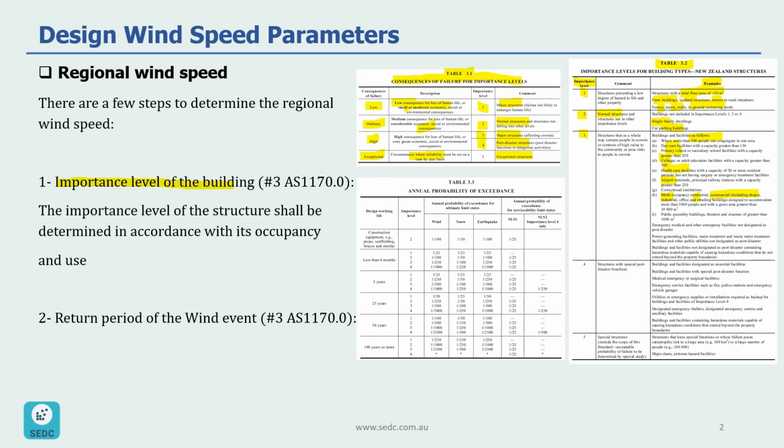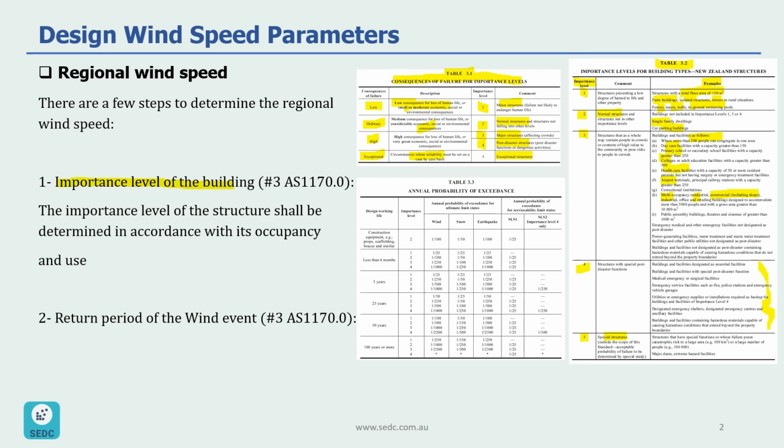And then we have importance level 4, which is for structures with special post-disaster functions. So there are some examples, as you can see here. And also there are very special structures which fall into importance level 5, which is outside the scope of this code, which is the Australian code.